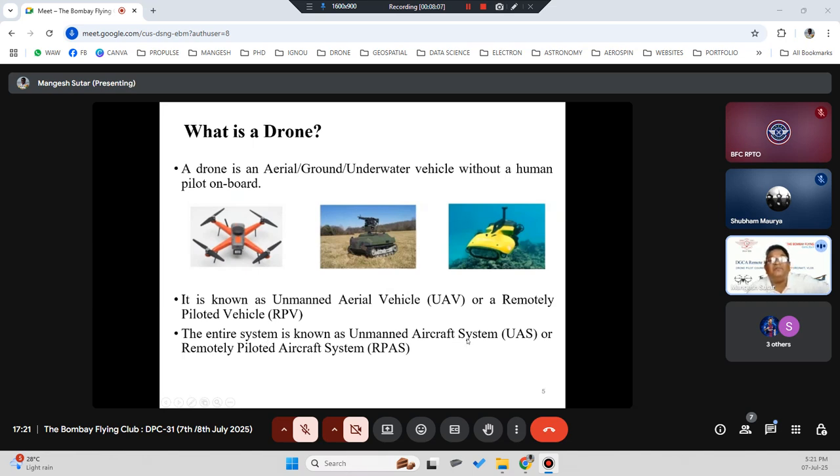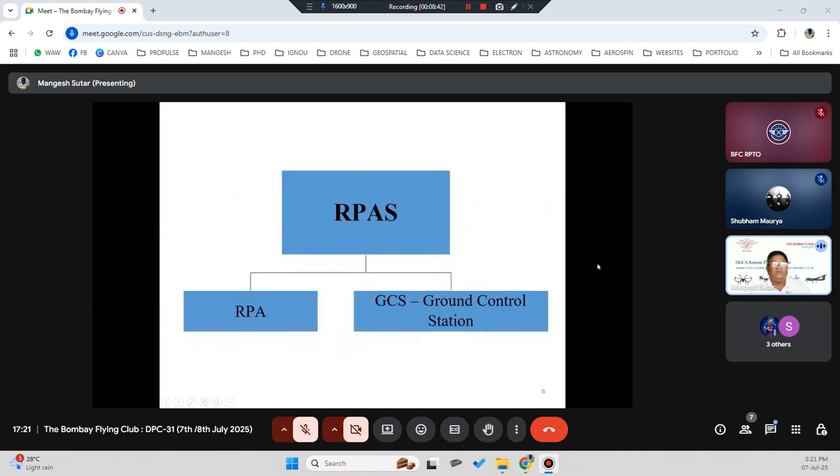But when you have a pilot, when you have a system, the entire system is known as an unmanned aircraft system. A lot of times people might ask you the question, what is the difference between UAV and UAS? A lot of people don't know, they say it's a drone. Both are drones only, but UAV means vehicle, we are talking about the drone. UAS means the entire system, right from the drone, the remote control, the ground station, the pilot, all of these make a system. Whether you call it UAS, unmanned aircraft system, or RPAS, remotely piloted aircraft system, that is RPA plus ground control station. That's why it is called RPAS.